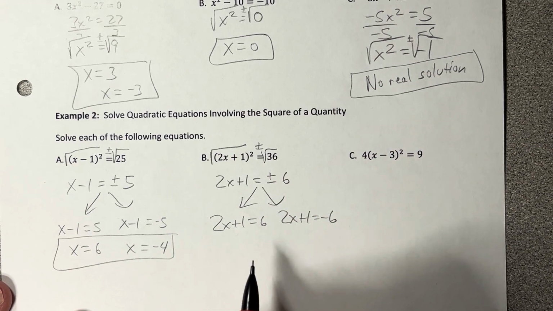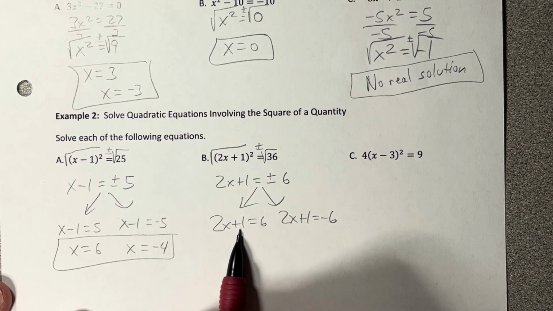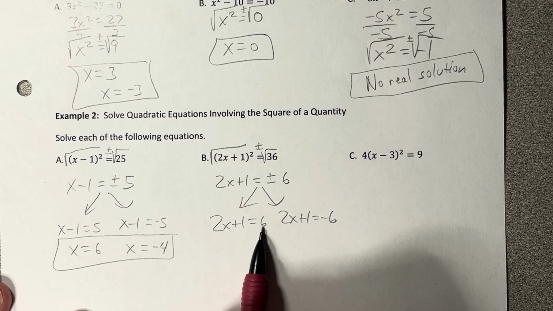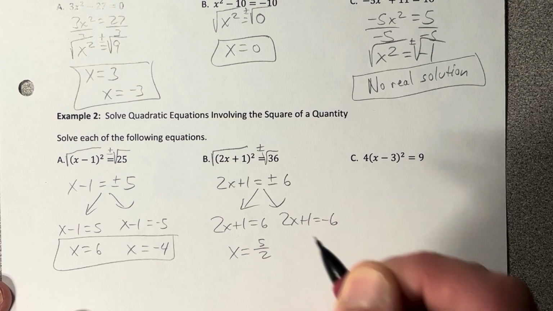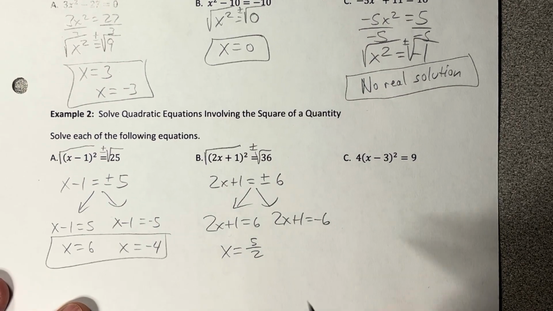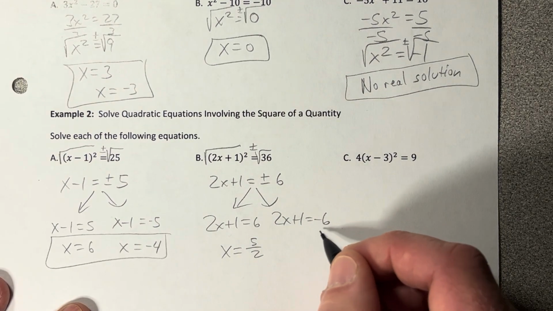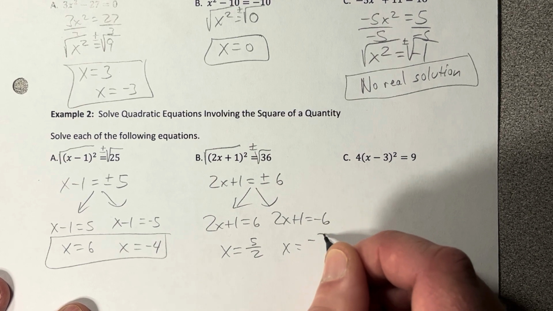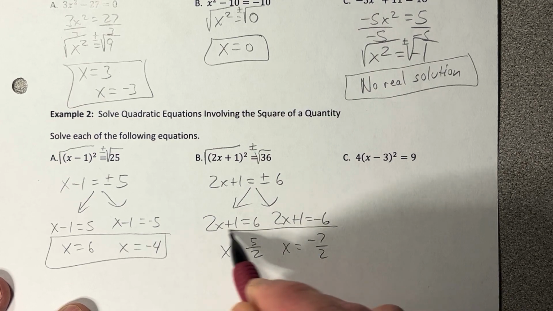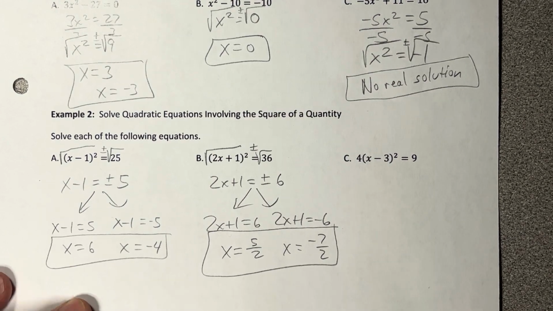And I like to solve 2-step equations all at once. So I'm going to subtract this over, get 5 divided by 2. I'm going to get a fraction answer, 5 over 2, or 2.5. And subtract this one over, I get negative 7 divided by 2. So I'm going to get negative 7 over 2, or negative 3.5.